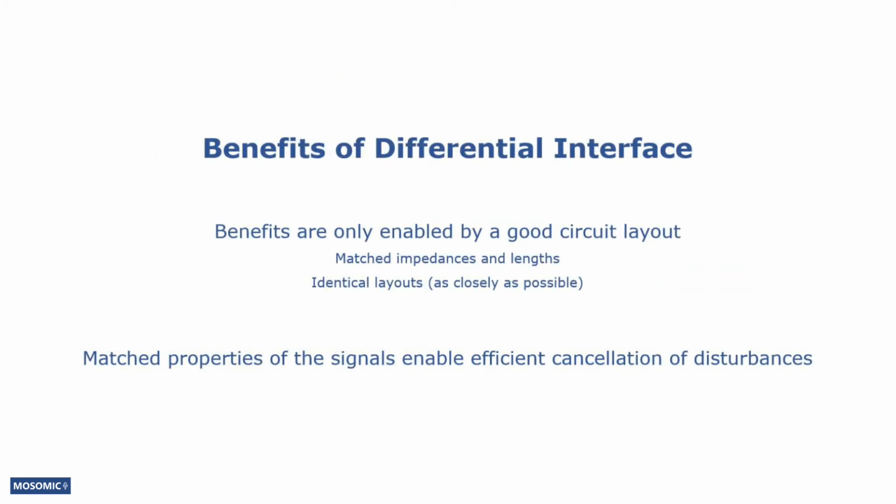It's important to note that all the potential benefits of a differential interface depend on the design and execution of the interface, the layout of the circuit playing a big role. The two signal traces in a differential interface must have matched impedances and lengths, and their layouts should be as identical as possible so that they pick up the same disturbances. This enables the cancellation of the disturbances when the signals are subtracted from each other in the receiving system.